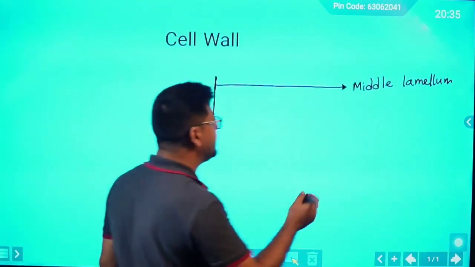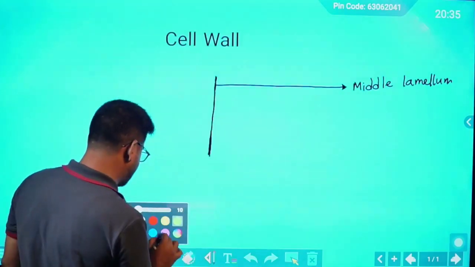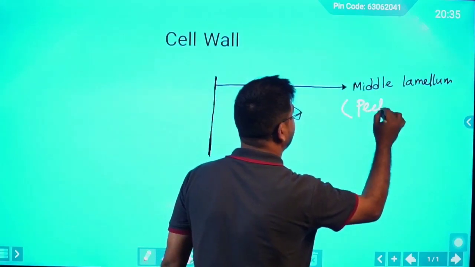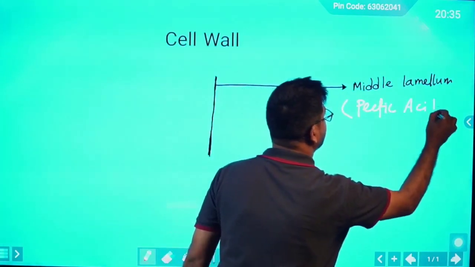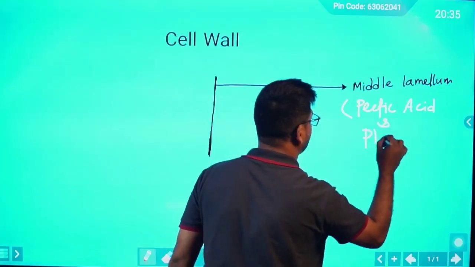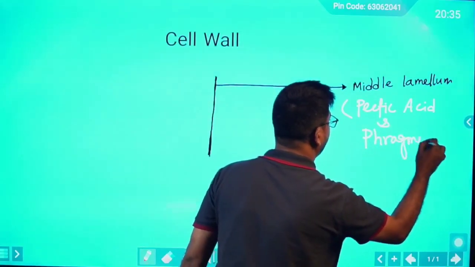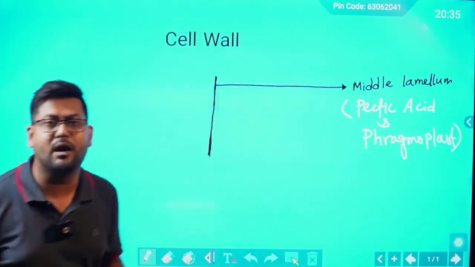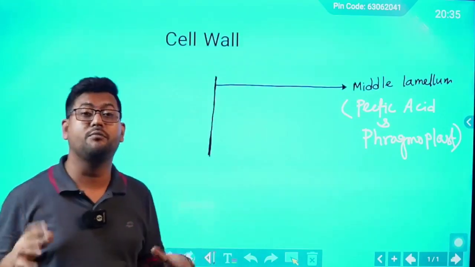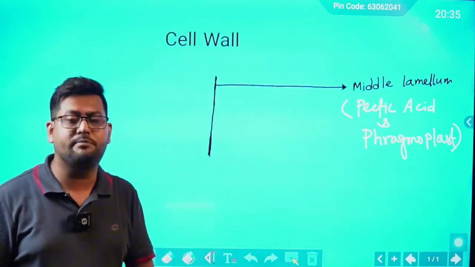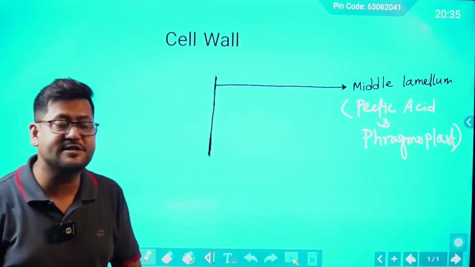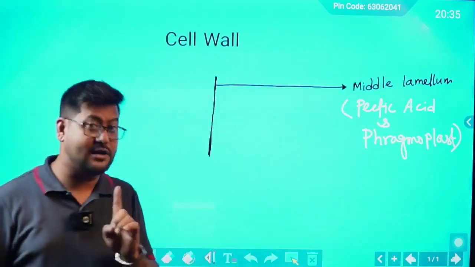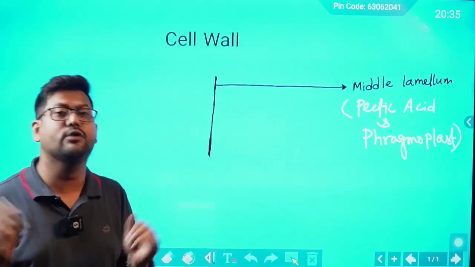The middle lamella contains some chemical composition, and the chemical composition is pectic acid and phragmoplast. My dear students, you must remember the names of these chemicals. Why? Because many MCQs for your admission test as well as for your HSC exam will come from here. So obviously you have to remember this, but I will give you some examples of how you can remember it.